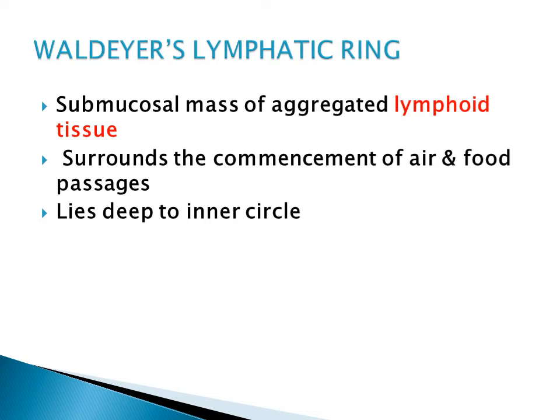Prelaryngeal nodes are those lying in front of the larynx. Pretracheal nodes are the ones in front of the trachea. Paratracheal nodes are on either side of the trachea. And then here we have the retropharyngeal nodes, which are behind the pharynx.